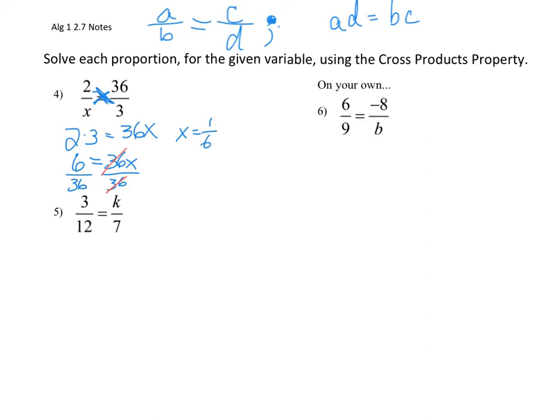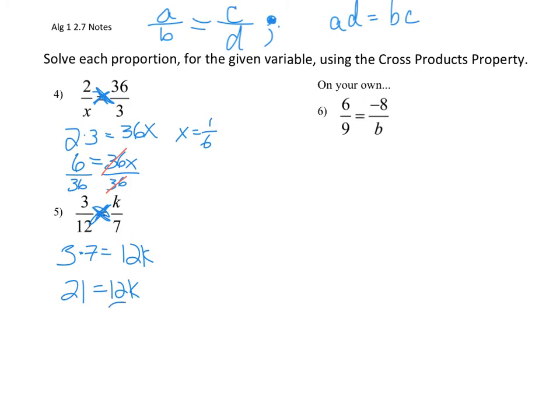All right, let's move on to number 5. Let's use the cross products property again. We've got 3 times 7, and we've got k times 12. Let's write it like this so we don't get confused. I'm going to write the 12 in front, because that's what we typically do in algebra. 3 times 7 is 21, and that's equal to 12k.